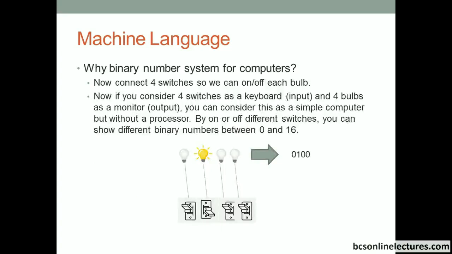Now let's connect 4 switches, one for each bulb. Now what happens? By turning on and off each switch, we can manipulate and show different binary numbers. If the first bulb is off, the second bulb is on, and the other 2 bulbs are off, and assigning 0 and 1, we can show 0, 1, 0, 0. This is a binary number. You should understand this.